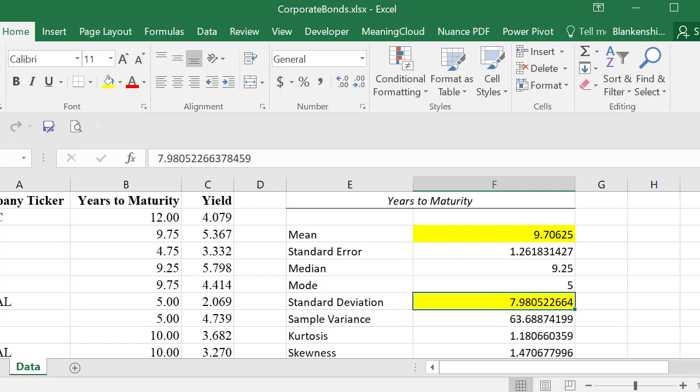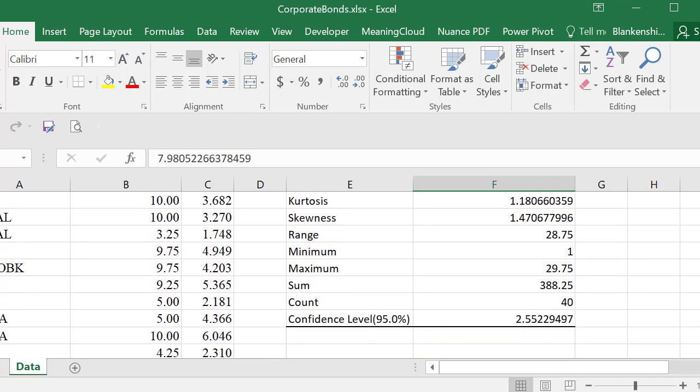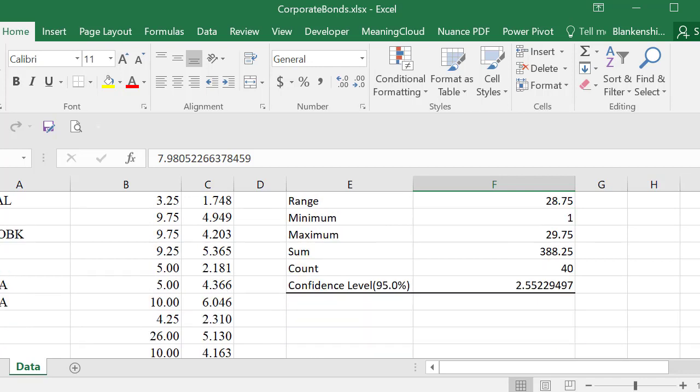So part B says develop a 95% confidence interval for the population mean years to maturity. So again, that's years to maturity. We did the 95%. And so we want that t alpha divided by 2. And so what we're looking for is this confidence level, 95%.